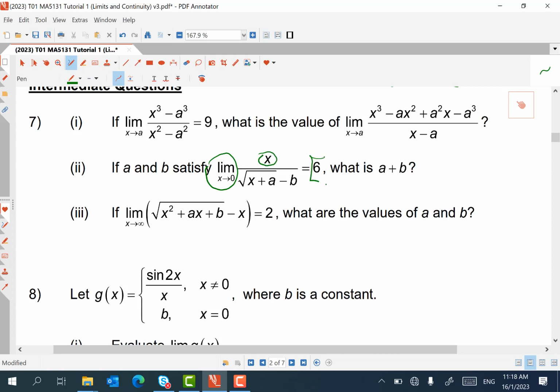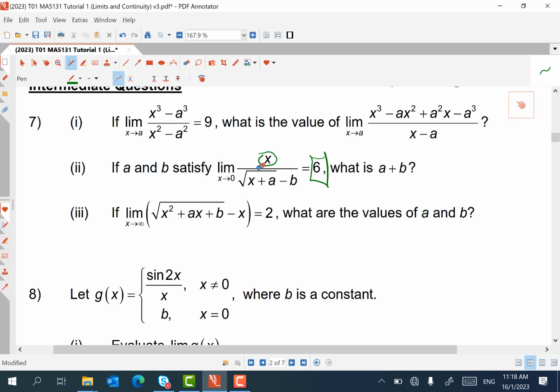But to get 6, right? To get a 6, knowing that the numerator is going to be 0, it only makes sense that the denominator must also be 0 when x goes towards 0. It has to be. Otherwise, if the denominator is not going towards 0, then this whole thing will go to 0 straight away. It won't be 6.